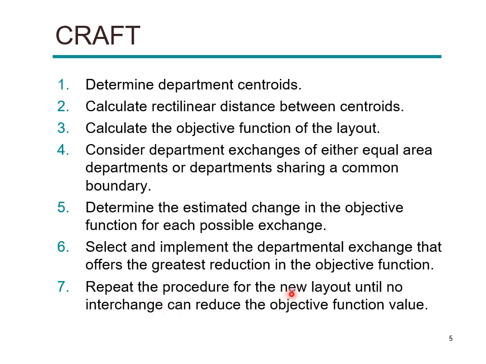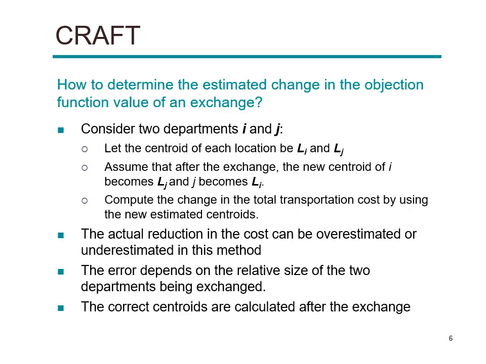Then we repeat this procedure of exchanging departments until there is no further reduction in the objective function value. So these are the basic steps of the CRAFT algorithm. Okay, then how do we determine the estimated change of exchanging two departments?